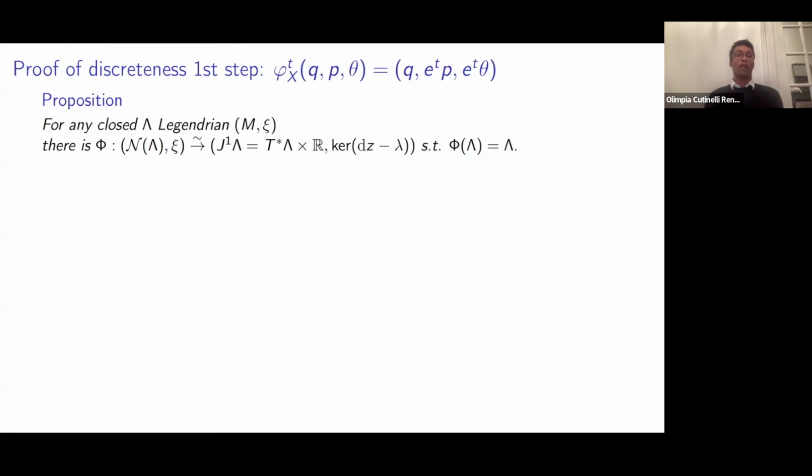And again, here we will have two propositions to show this theorem. The first one is the Weinstein neighborhood theorem, and it says the following. If you have a closed Legendrian inside a manifold, then you can find a neighborhood of this Legendrian that is contactomorphic to the one jet bundle of this Legendrian. And moreover, this contactomorphism fixes the zero section. So it sends your Legendrian lambda on lambda. And here I identify the second lambda with the zero section.